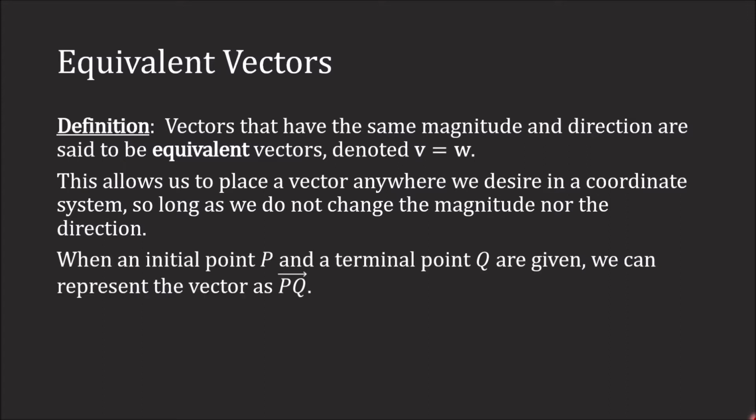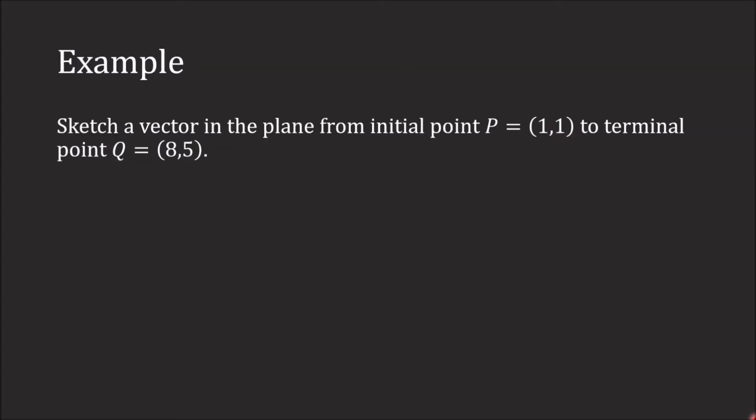When an initial point P and a terminal point Q are given, we can also represent the vector as PQ with an arrow over it. So this represents the directed line segment from P to Q. So let's go ahead and sketch a vector. We'll sketch the vector that has initial point 1, 1 and terminal point 8, 5.